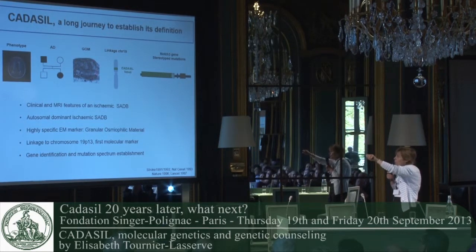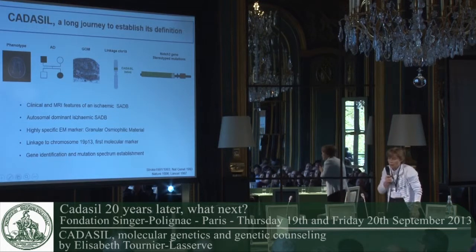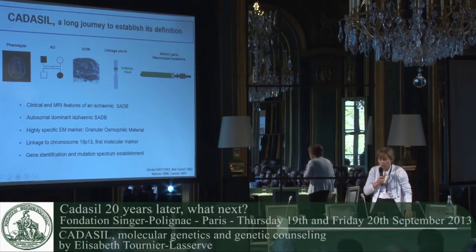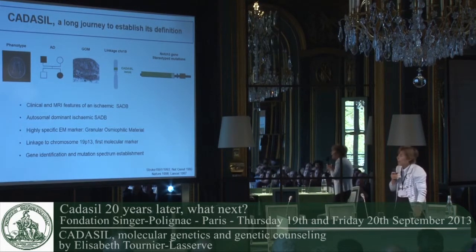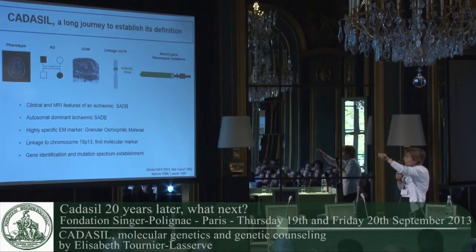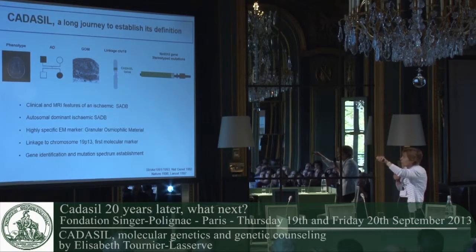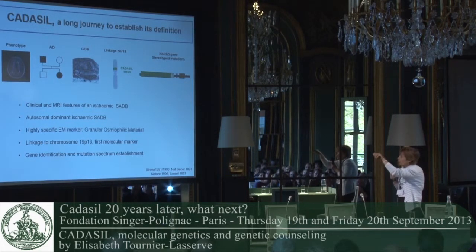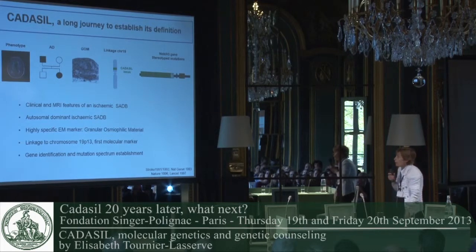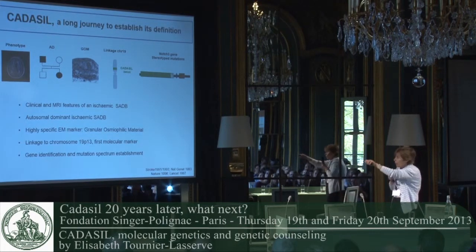And after that, there was a linkage. In fact, thanks to these first large families that Marie-Germaine talked about, we were able to map the locus of CADASIL on the chromosome 19. And afterwards, Anne in the lab identified the gene, which is the Notch3 gene. So these are really markers.